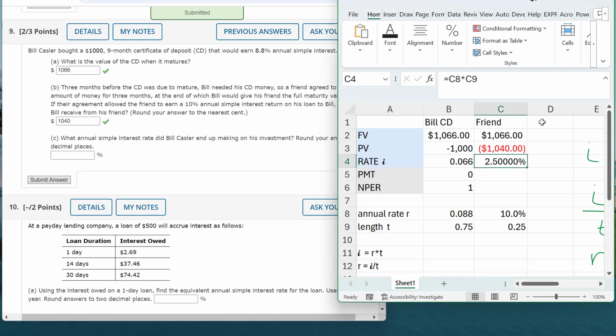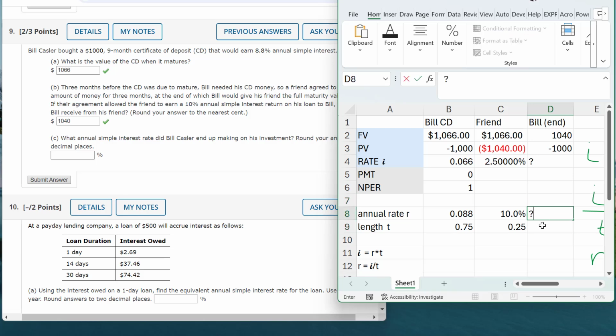Okay, now, Bill in the end. So after everything is done, what did Bill actually make? So Bill's future value, the money Bill gets back, is this $1,040 that he gets from his friend. Bill's present value is the original amount that he invested, $1,000. Make that negative. Bill's rate is what we're looking for. We're still going to use 0 and 1 for the payment and the time. Annual rate is what I'm looking for.